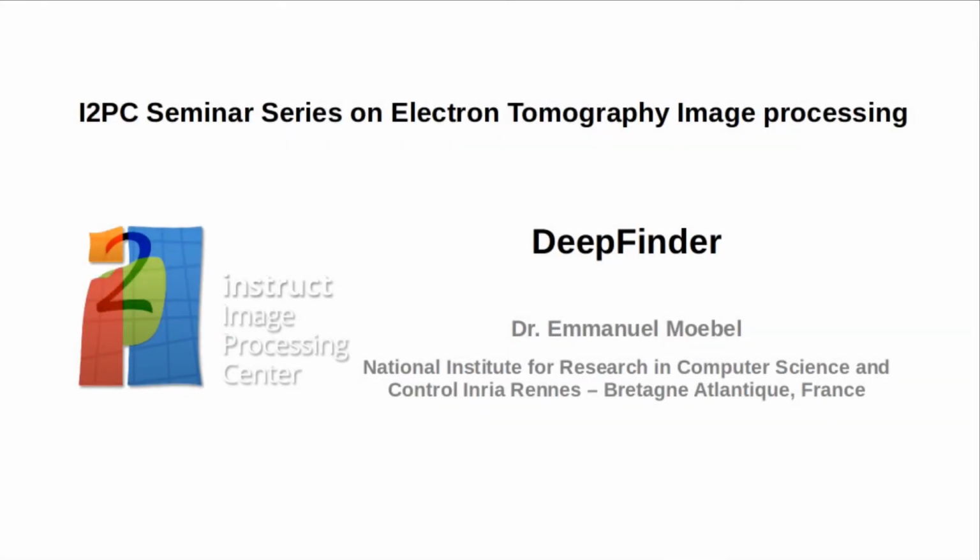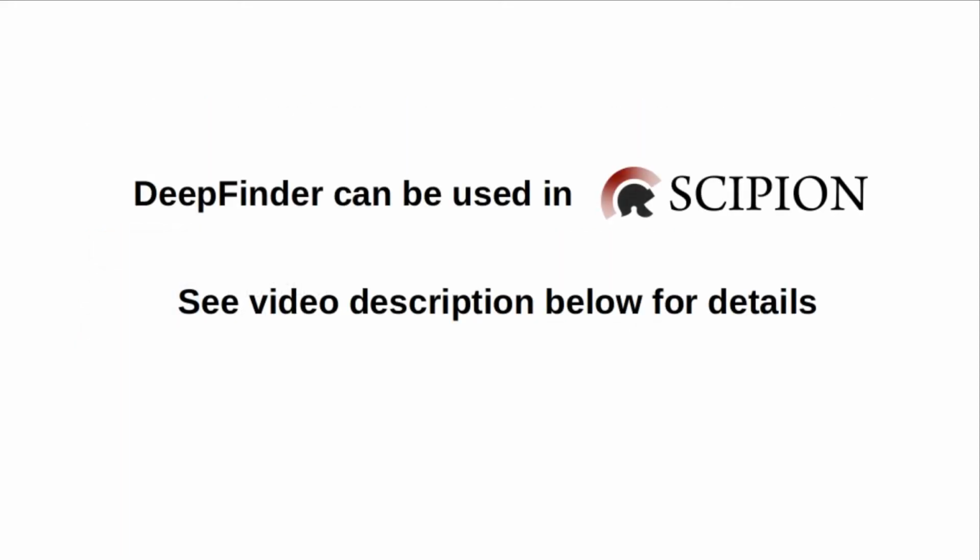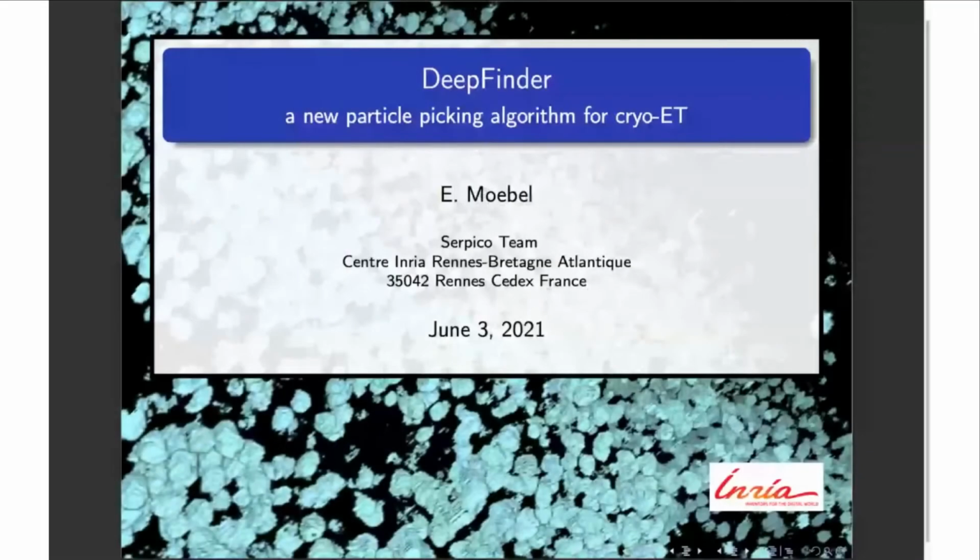Okay. Today we have with us Emmanuel Moebel. Emmanuel is PhD in image processing, and he works for the National Institute of Research in Computer Science and Control in INRIA, Renoir, Bretagne, Atlantic, France. He's going to present us DeepFinder, a novel neural network-based method to spot macromolecules in tomograms.